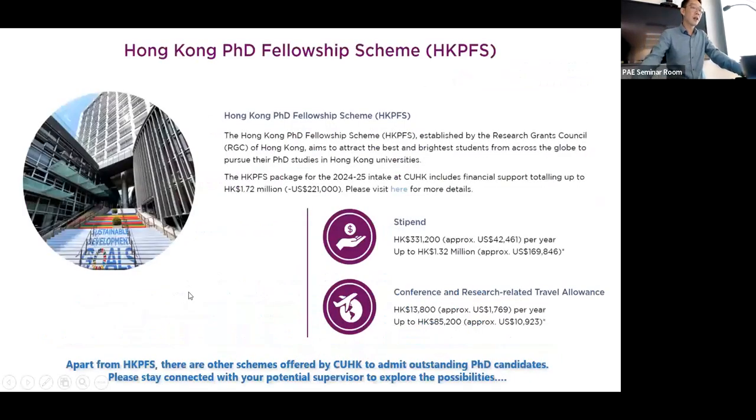I'm just talking about the general admission procedure. But in recent years, CUHK and the government have launched quite a number of schemes to absorb outstanding PhD students. The Hong Kong PhD Fellowship Scheme is one of them, which is very prestigious. If you are admitted through this scheme, you will enjoy more studentship and more training opportunities, with support for conferences and also research-related travel allowance.